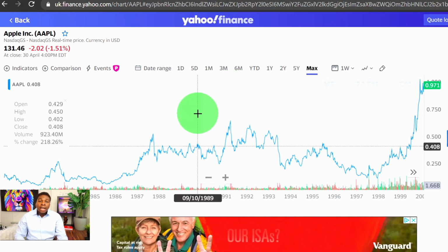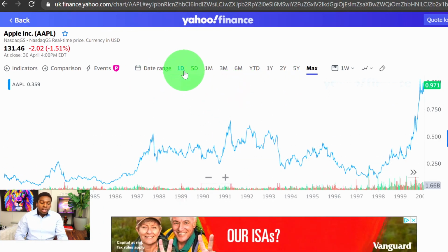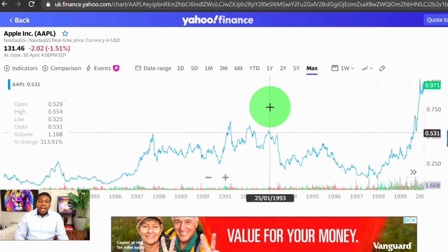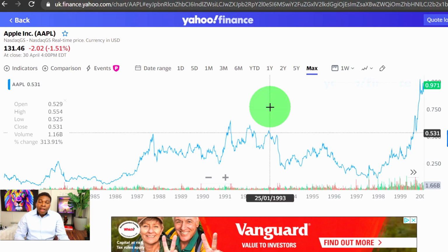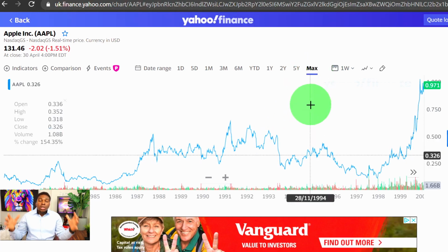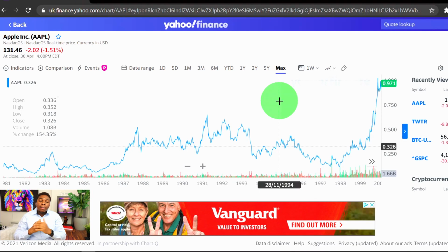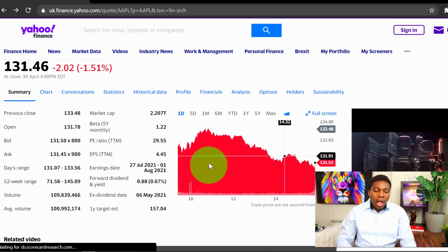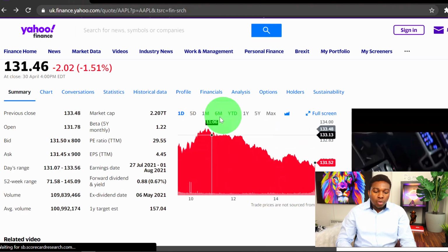You can search for your chart for 1 day. D is for day, M is for month, Y is for year. For 1 year, for 1 month, for 5 years. And the maximum gives you the history of the shares from the inception, since the time it did IPO, to the current day. So I've explained how the whole chart looks and works.